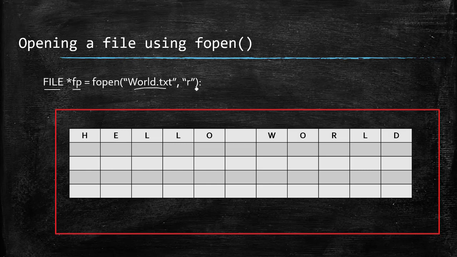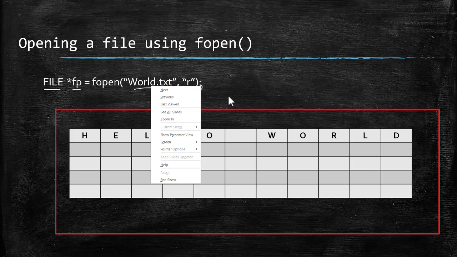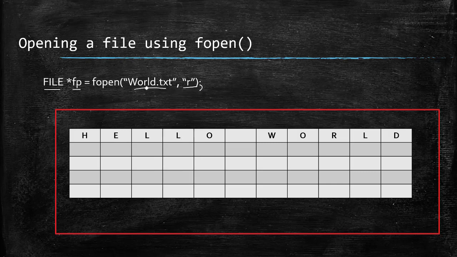So by this expression, we can say that we are opening world.txt. Here you need to specify the extension, which is txt. We are going to open the world.txt file in read mode, so we can perform only the reading operation on the file, as we are opening it in read mode.